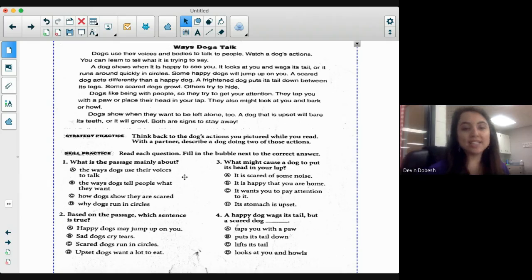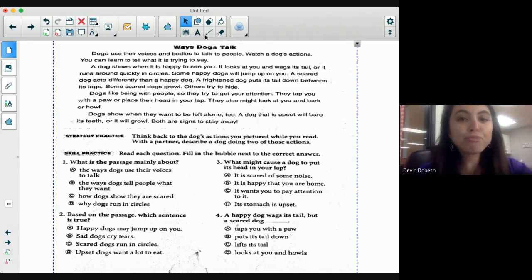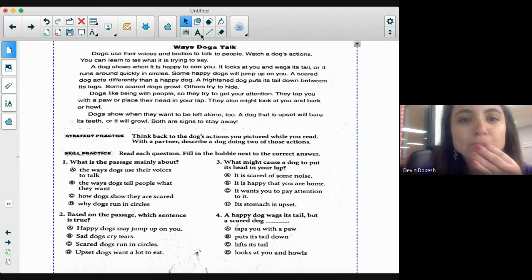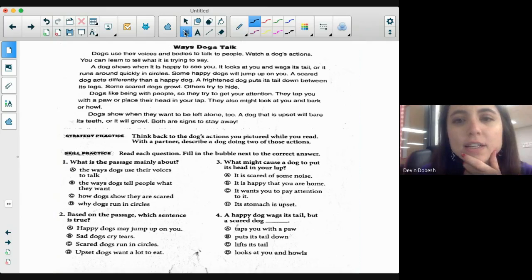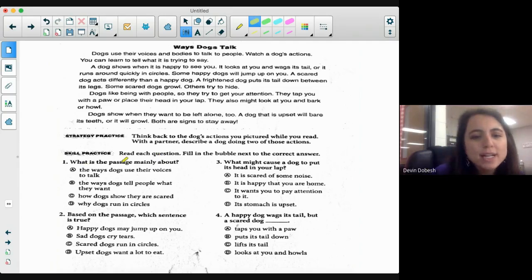So then the skill practice says, read each question, fill in the bubble next to the correct answer. This is where we'll get our highlighter. So I'm going to go up here, and I'm going to get my highlighter. And the first one says, what is the passage mainly about?